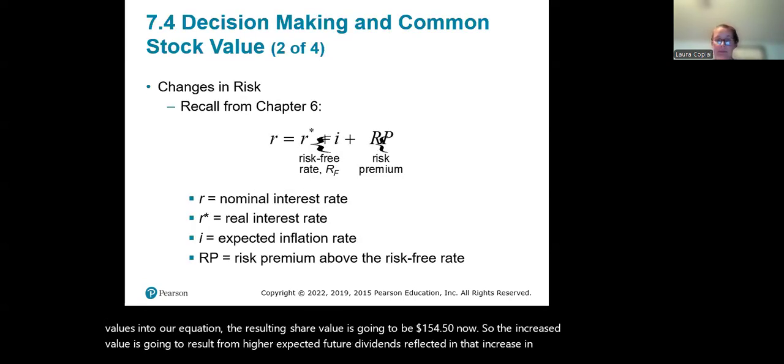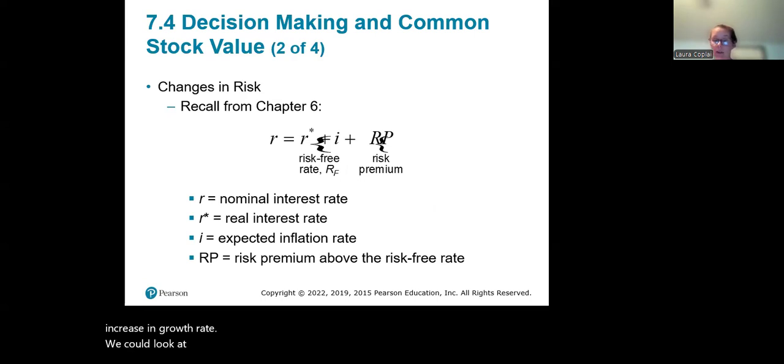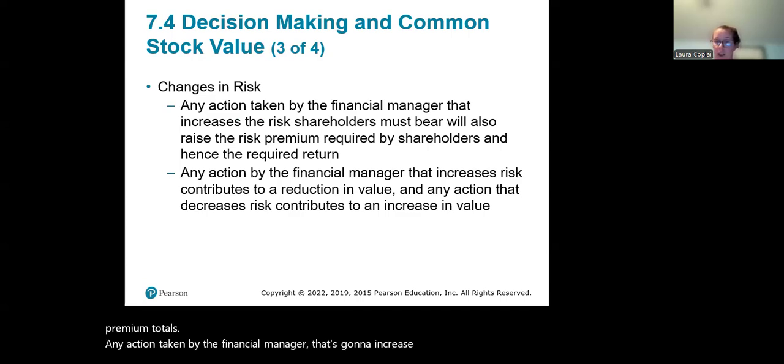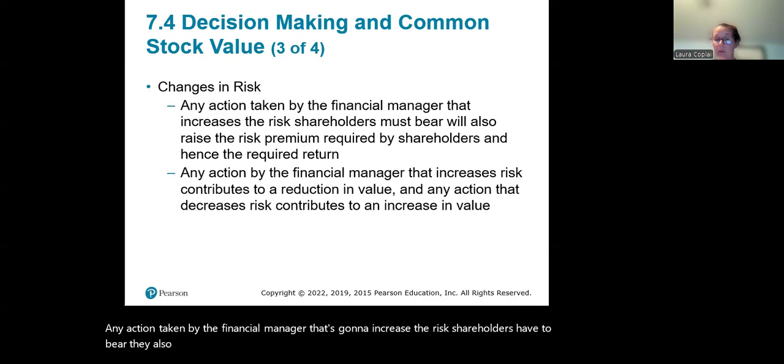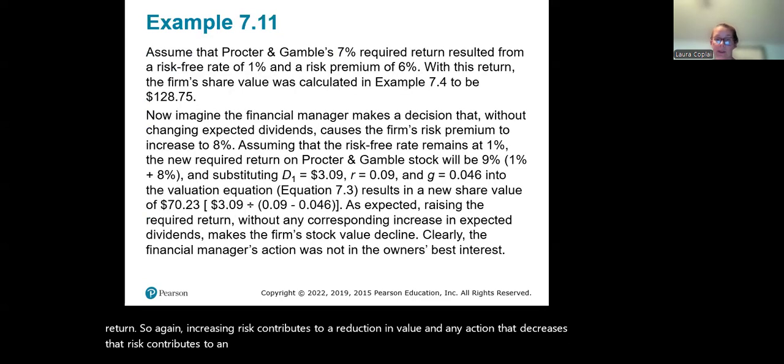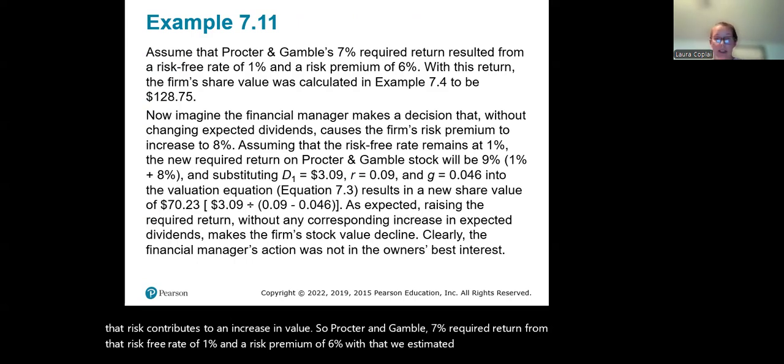So the increased value results from higher expected future dividends reflected in that increase in the growth rate. We could also look at changes in risk. Again, recall from chapter 6 that the risk-free rate and the risk premium total the required return. Any action taken by the financial manager that increases the risk shareholders have to bear also raises the risk premium and hence their required return. So increasing risk contributes to a reduction in value, and any action that decreases risk contributes to an increase in value. Procter & Gamble's 7% required return comes from a risk-free rate of 1% and a risk premium of 6%. With that, we estimated their share value to be $128.75.